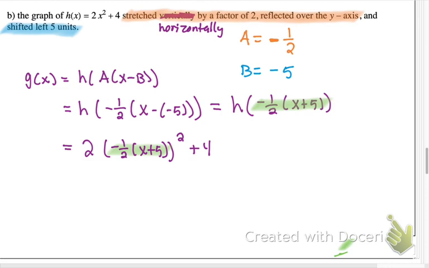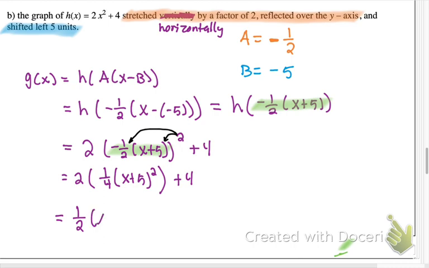Okay, so the square has to actually be distributed to 2 numbers here. We have to square the negative 1/2, and we have to square its multiple, x plus 5. So the 2 and the 4, those are just going to hang out on the outside. So I have 2 times, now negative 1/2 squared, you'll see is 1/4, and then I also have x plus 5 squared, and then we have a plus 4 on the outside. The final step would be to multiply the 2 and the 1/4. 2 times 1/4 is 1/2 times the x plus 5 squared plus 4. And I'll leave the algebra as an exercise.